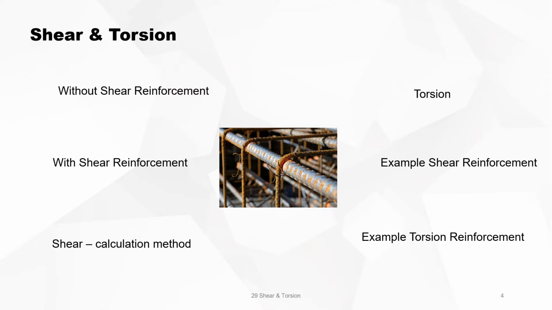We will first talk about the cross-section and the resistance against shear, but without additional reinforcement. Afterwards, we will see what the stirrups will contribute, how they will contribute. We will give you a calculation method for shear and torsion, and we will end with two examples of shear and torsion reinforcement.